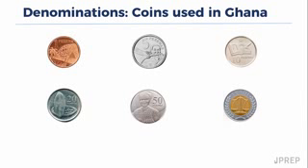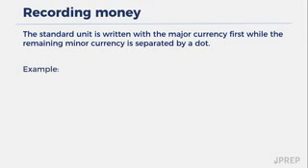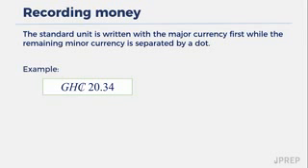Ghana cedi coin. We have mentioned that in most countries, we use a major currency and then a minor currency. So in recording money, we can decide to use a bit of both. For example, if I have 20 Ghana cedis, 34 pesewas, it is written as 20.34 with the currency sign at the front. I can also have 20.99.